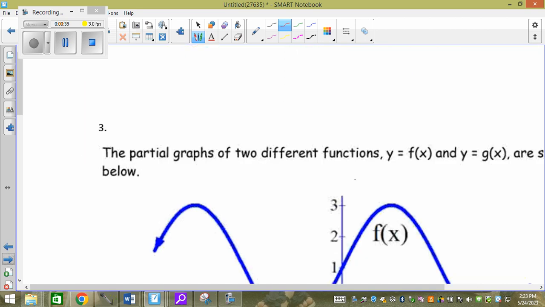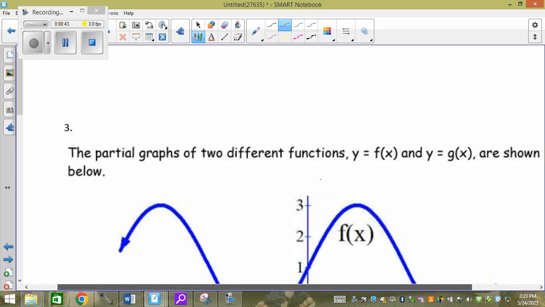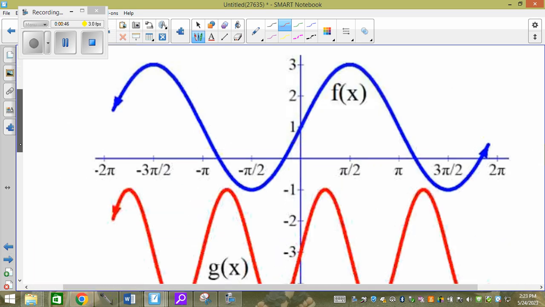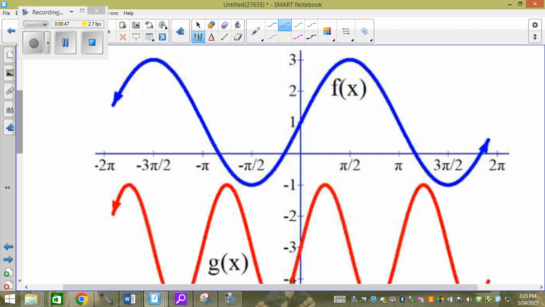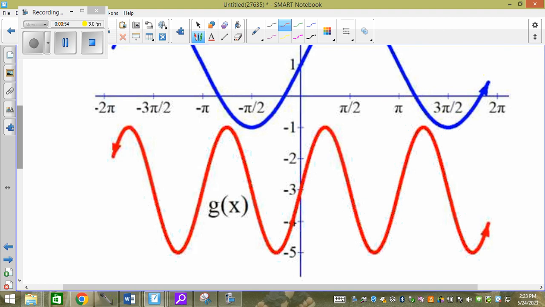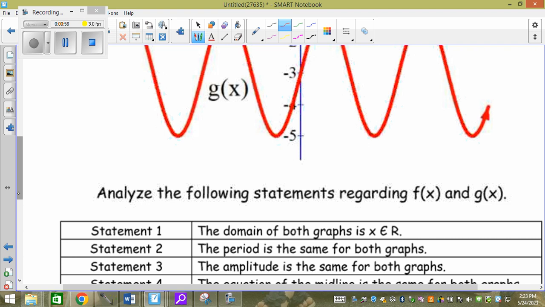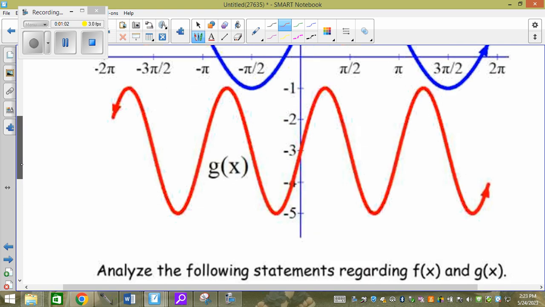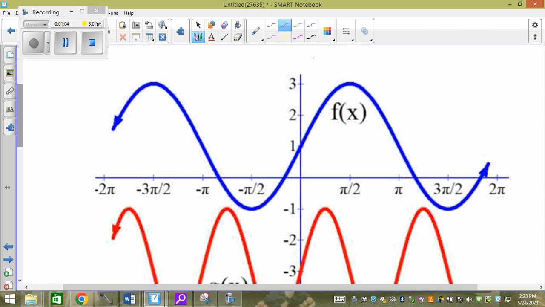Okay, here we have the partial graphs of two different functions, y equals f of x and g of x are shown below. Now it says the domain for both graphs is x ∈ R. Is that true? Goes on for life? Yes, that is a true statement. Statement 2 says the period is the same for both graphs. Is the period the same, how long it takes to repeat itself?